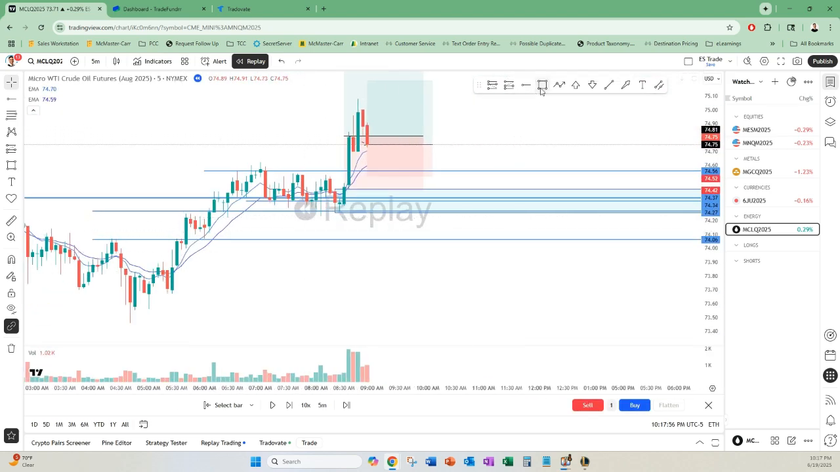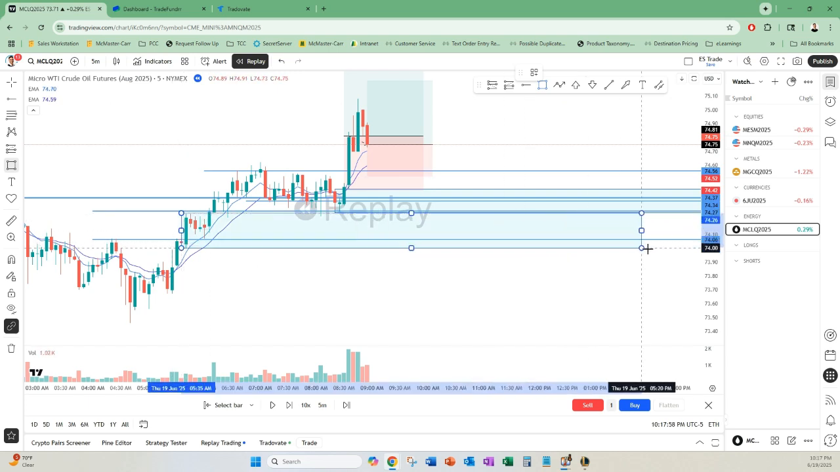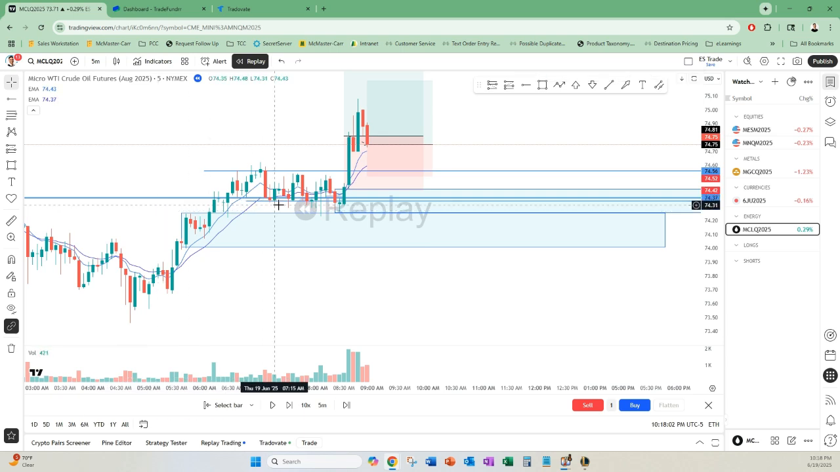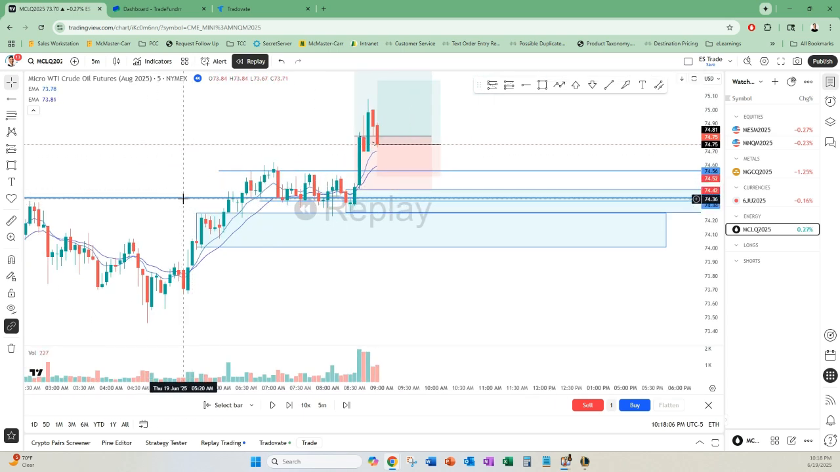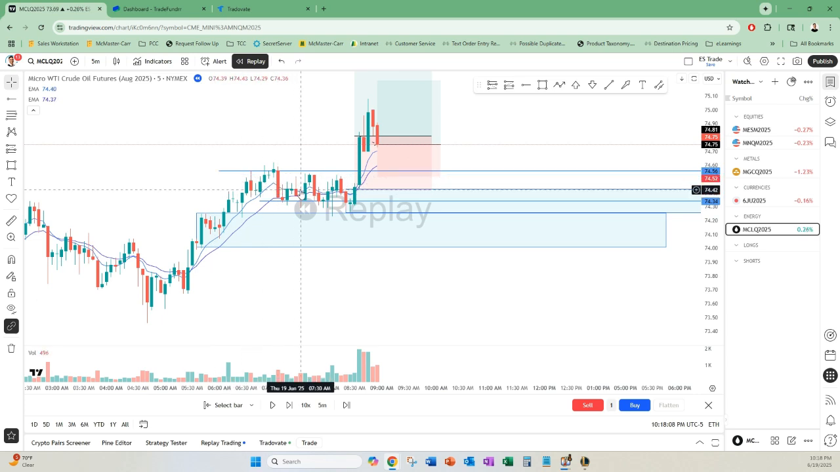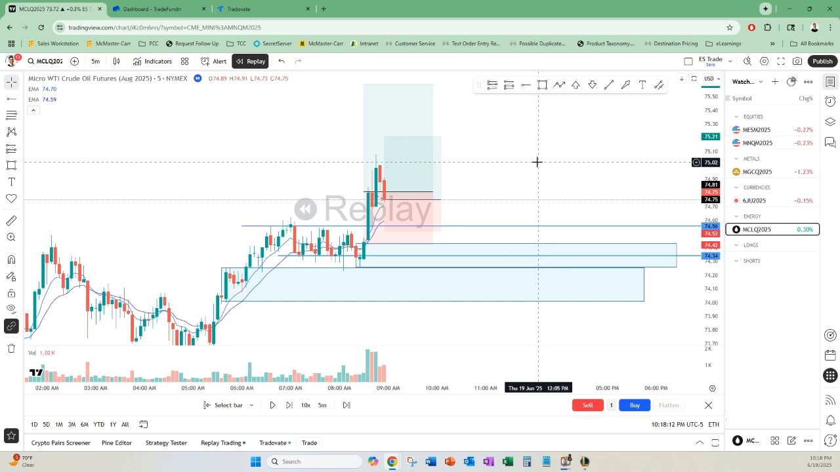So here's one area that I could have gone long, but I wasn't quite sure. I was a little iffy about it, so I didn't take it, even though that would have gotten me in here. It made me a lot more money. But price was really doing a whole lot of nothing, and because I was on a losing streak already, I did not want to take extra risk, so I wanted to be more careful here.